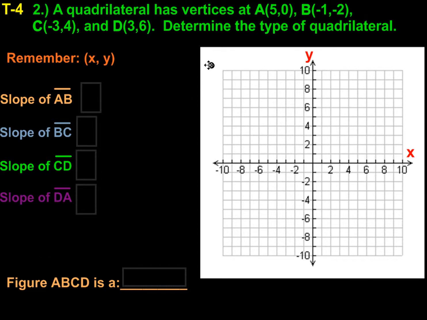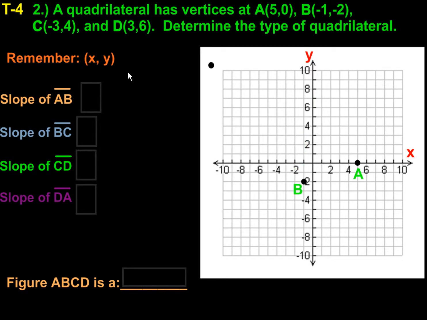So we're going to plot these points, and we can start with A (5, 0). Starting at the origin, I move 5 spaces to the right and 0 up or down on the y-axis. And that is going to be point A. For B, it's (-1, -2), so again, starting at the origin, I move to the left 1 because it's negative, and down 2 because it's negative. And that is point B.